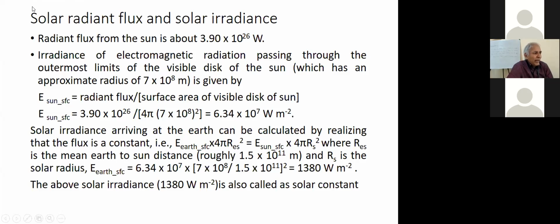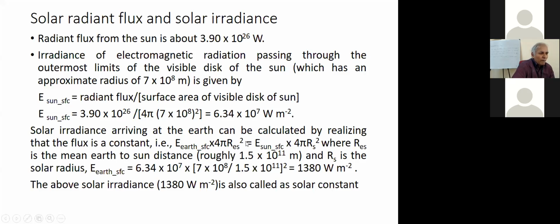by using this concept that the radiant flux doesn't change from the sun. I know the irradiance at the outermost limits of the visible disk of the sun. I multiply that with 4 pi times the radius of the visible disk of the sun. So that's what I've done here. This is the irradiance multiplied by 4 pi rs squared, where rs is the solar radius, which is 7 into 10 to the power of 8 meters. This will give you the radiant flux at the outermost limits of the visible disk of the sun.